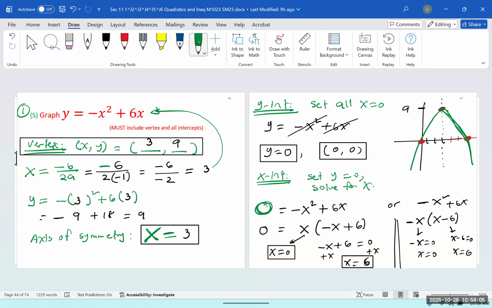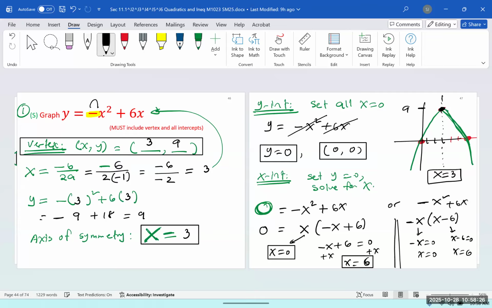Why or how? Negative. If you have x squared negative, it's always an upside down parabola. Axis of symmetry is x equals the x value of the vertex, which is 3.